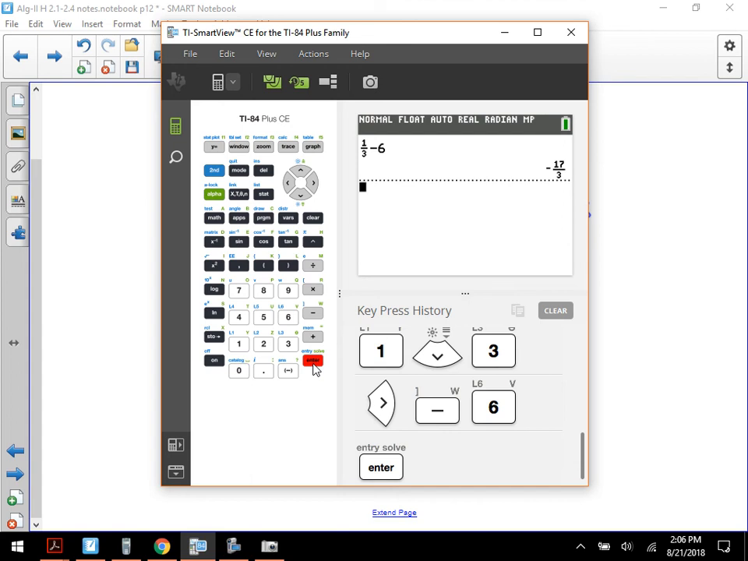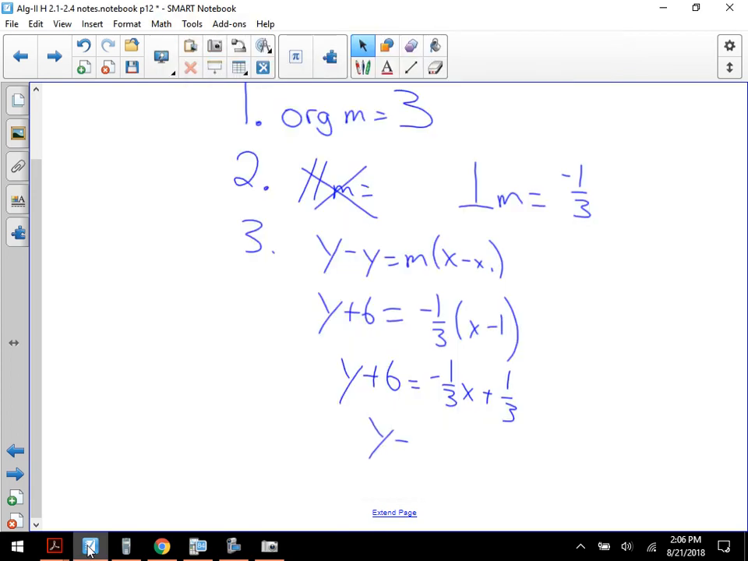This will also become really handy when we use our tables in the y equals menu. If you use 1/2, you'll get fractions for your y's. If you use 0.5, you'll get decimals. This comes up, not always, but you'll start to see that. Which means your final equation would have been, what, y = -1/3 x - 17/3? And you're done. Okay. Not terrible.